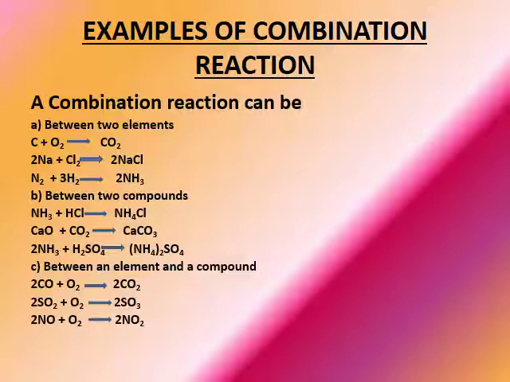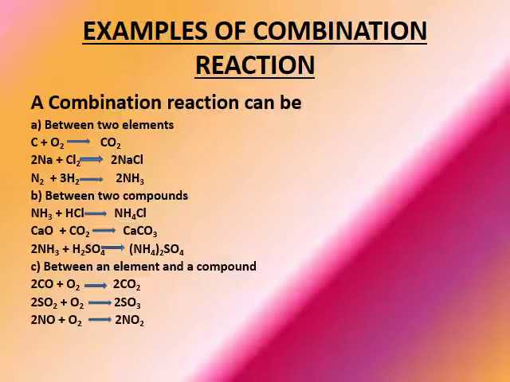A combination reaction can be between two compounds. For example, ammonia NH3 reacts with hydrochloric acid HCl to form the compound ammonium chloride NH4Cl. Calcium oxide, also known as quicklime, CaO, reacts with carbon dioxide CO2 to form the compound calcium carbonate CaCO3. Ammonia NH3 reacts with sulfuric acid H2SO4 to form the compound ammonium sulfate (NH4)2SO4.